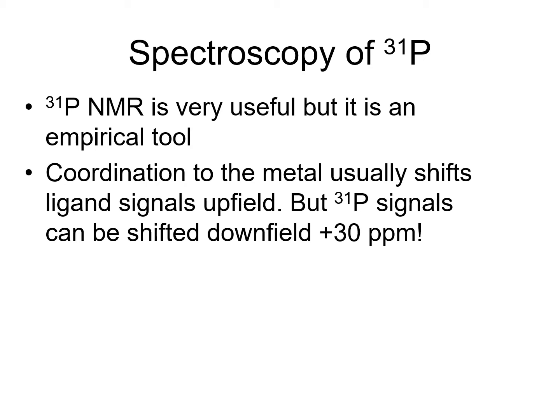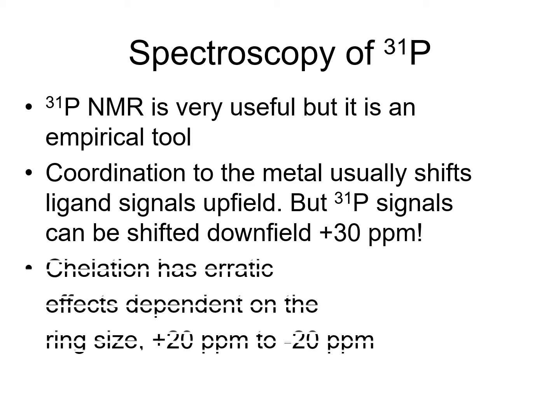The dispersion, meaning the range of chemical shifts observed in phosphorus NMR, is much greater than what you observe in proton NMR. The effect of chelation is, however, very erratic in the case of phosphorus ligands. It depends on the ring size, and even then, it also depends on the metal. So, the moment you have a ligand which is diphosphine, bisphosphine, you can have chemical shifts which range from plus 20 to minus 20 ppm with respect to the free ligand.